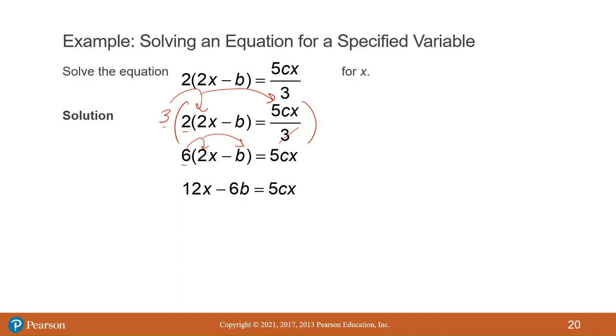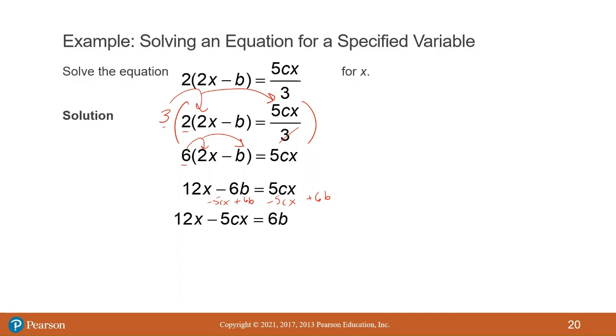Okay. Now we want to get the x's together. So what I'm going to do is subtract the 5cx over to the left-hand side. But I'm also going to add the 6b over to the right-hand side to go ahead and get that term over there by itself. So all my x terms can be together by themselves.